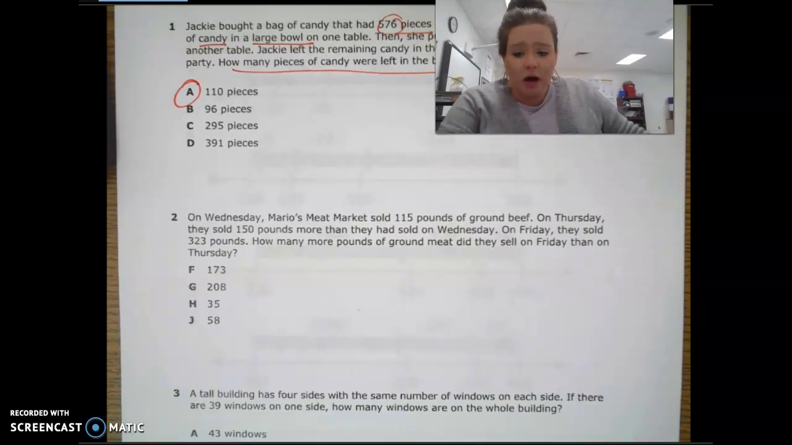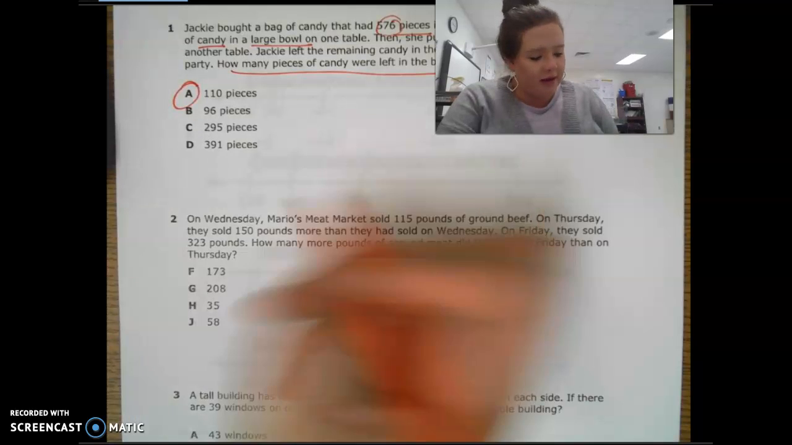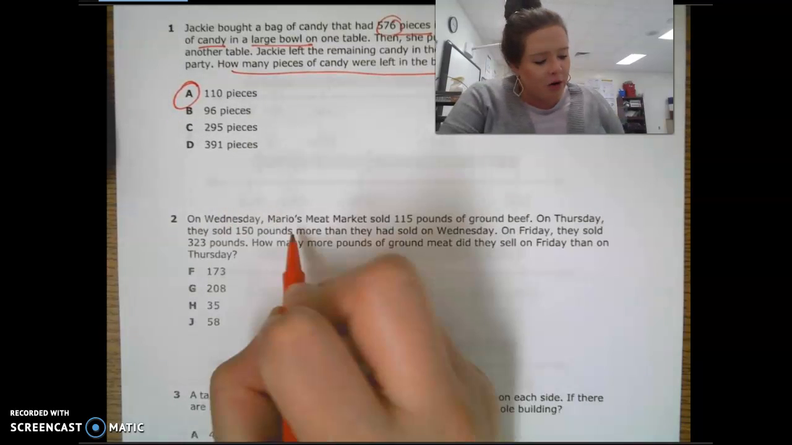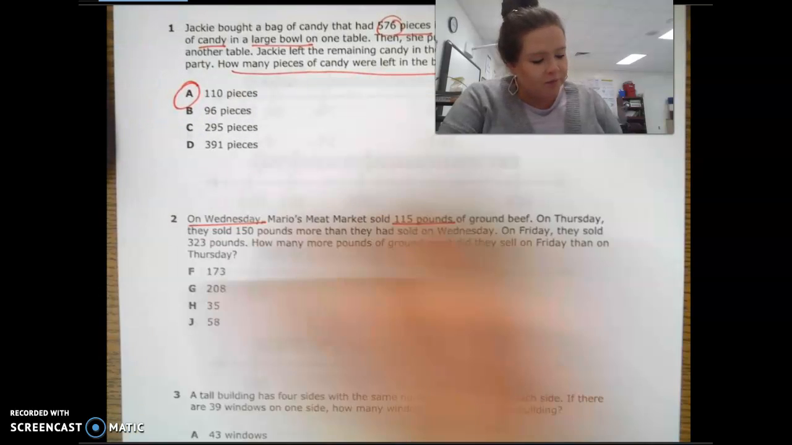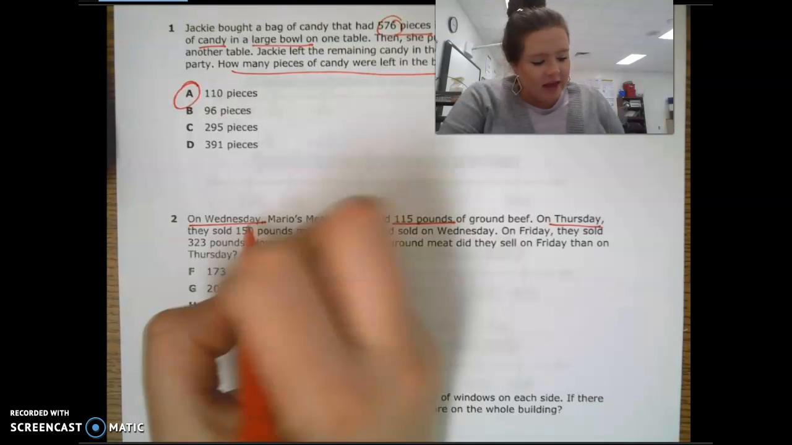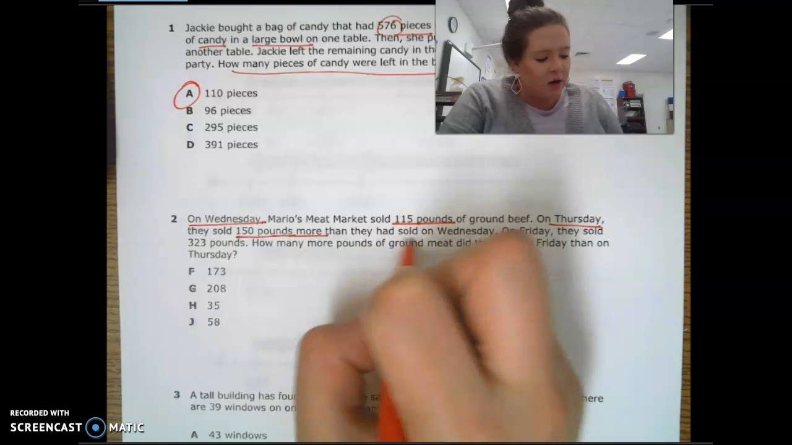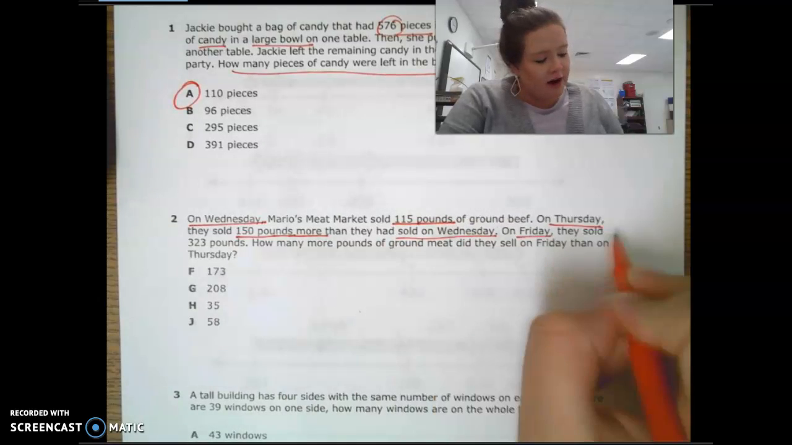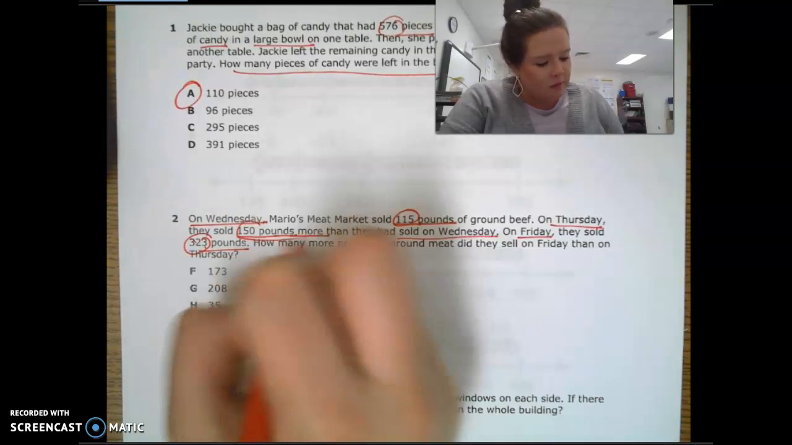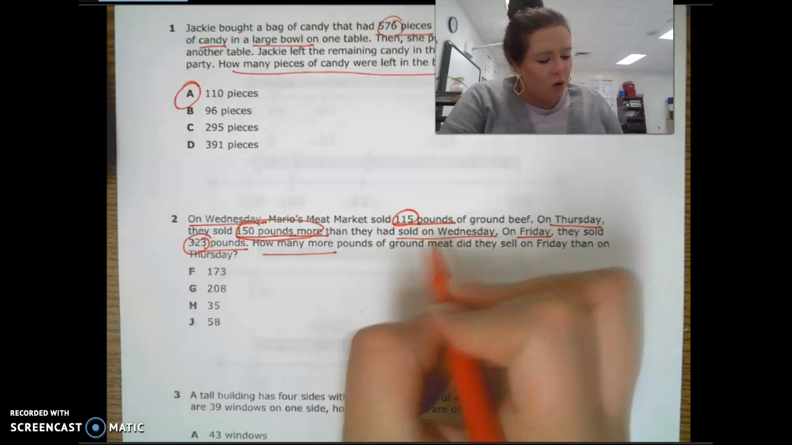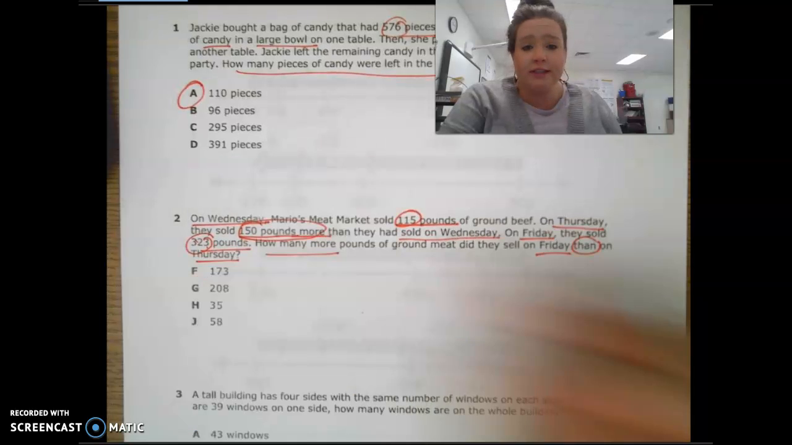Now I'm going to model number 2 a little bit more thoroughly, okay? On Wednesday, Mario's Meat Market sold 115 pounds of ground beef. On Thursday, they sold 150 pounds more than they sold on Wednesday. On Friday, they sold 323 pounds. How many more pounds of ground meat did they sell on Friday than on Thursday?